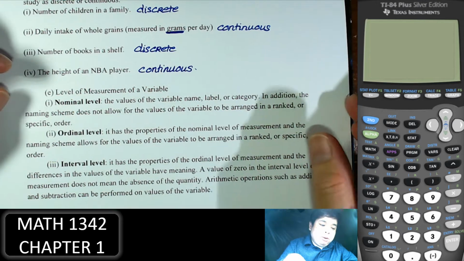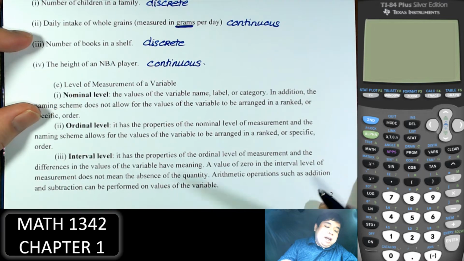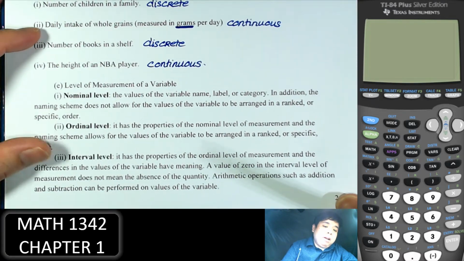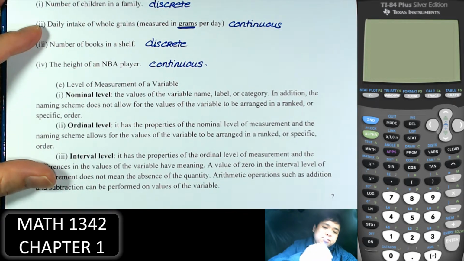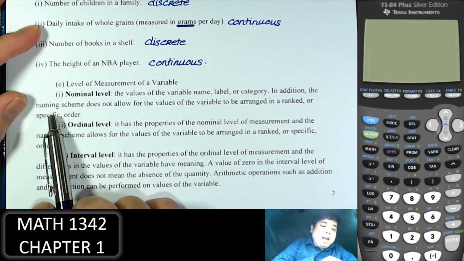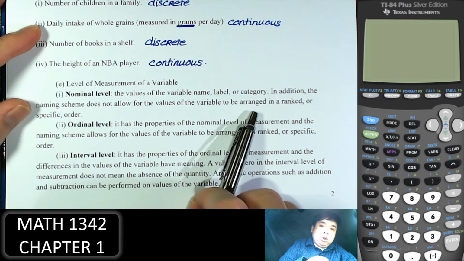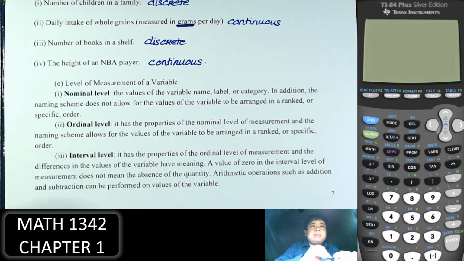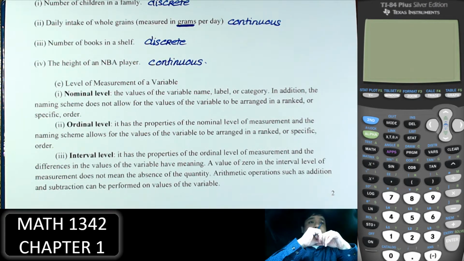So first, the nominal level: the values of a variable are names, labels, or categories. So we talk about qualitative data. In addition, the naming scheme does not allow for the values of the variable to be arranged or ranked. For example, if we talk about the subject, physics, math, history, different categories, and none of them are more important than the others, right?